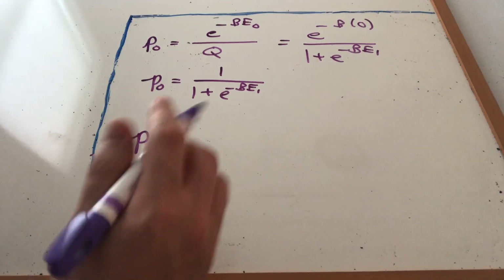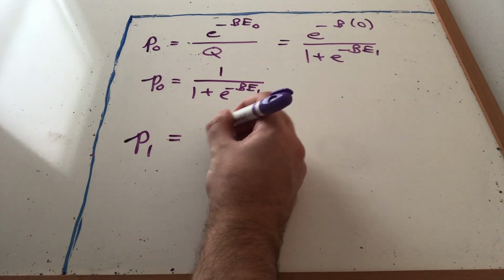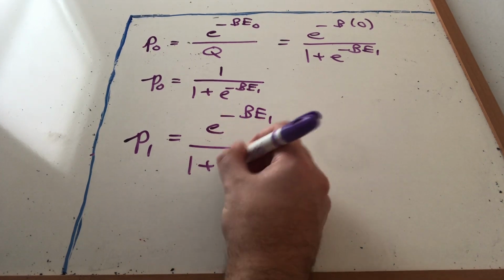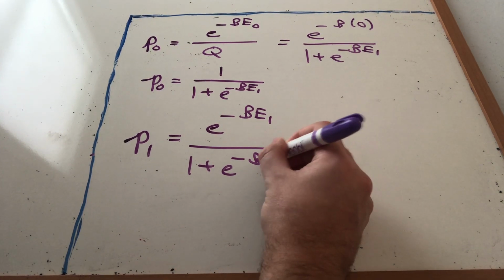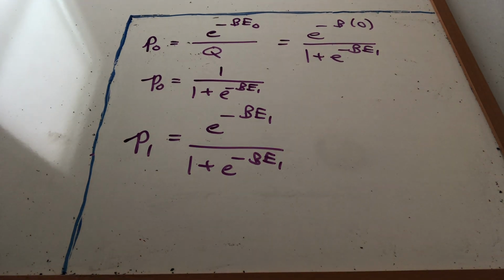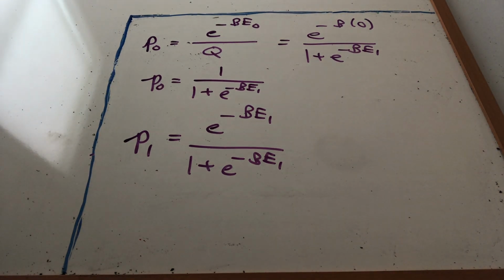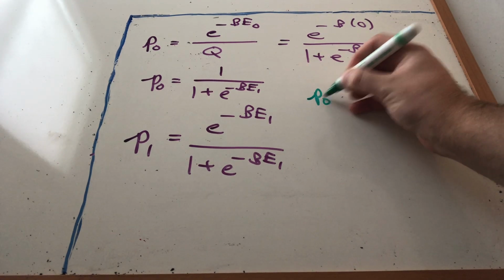P1 similarly looks like e to the minus beta E1 over 1 plus e to the minus beta E1. And we really can't simplify any more than that. So these are 2 formulas for our 2-level system that describe the populations. One thing I want to point out off to the side, before we get to our temperature analysis, is it kind of makes sense.